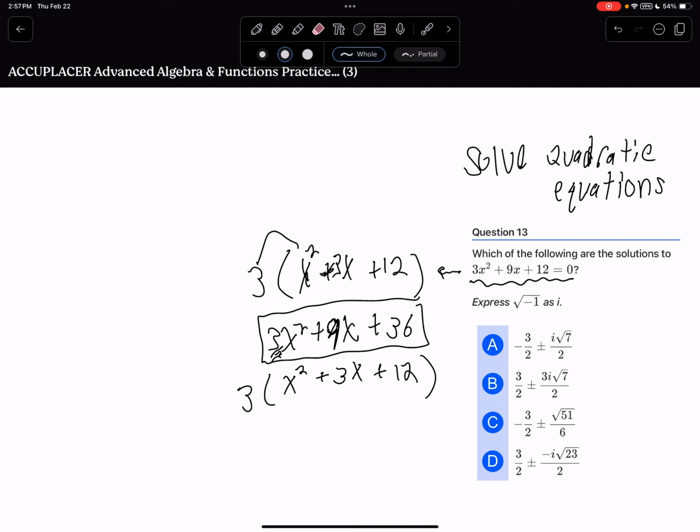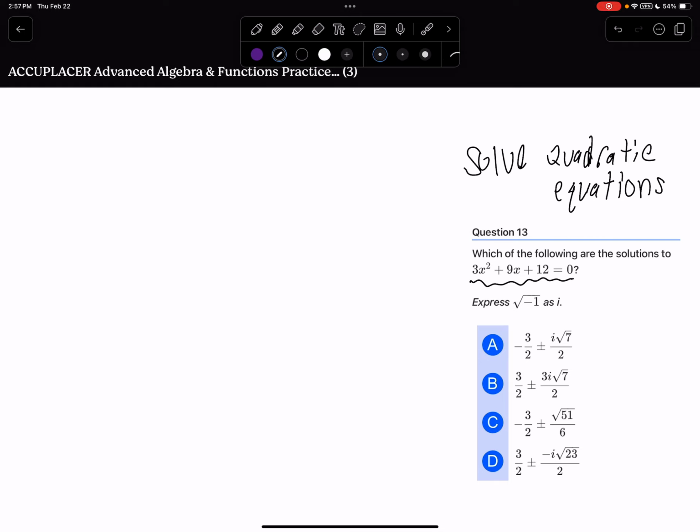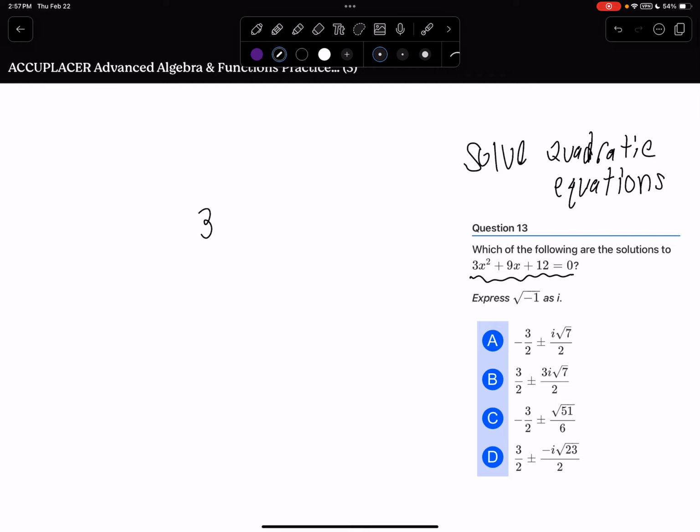So we're going to do the same thing here in the beginning, because it begs for it, because I see 3's hiding inside every one of these. So let's copy it over. Sometimes that's always your first step, is to just kind of copy it down. Plus 9x plus 12 equals 0. So that's an equation set equal to 0.